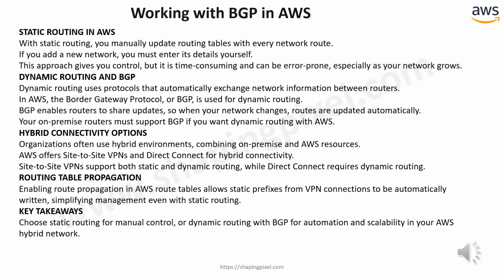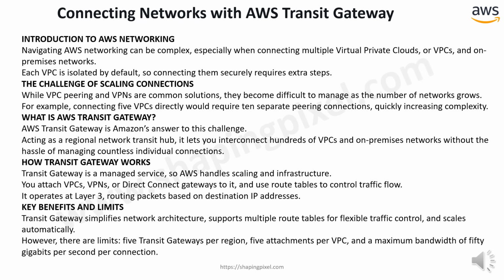Navigating AWS networking can be complex, especially when connecting multiple virtual private clouds, or VPCs, and on-premises networks. Each VPC is isolated by default, so connecting them securely requires extra steps. While VPC peering and VPNs are common solutions, they become difficult to manage as the number of networks grows. For example, connecting 5 VPCs directly would require 10 separate peering connections, quickly increasing complexity.